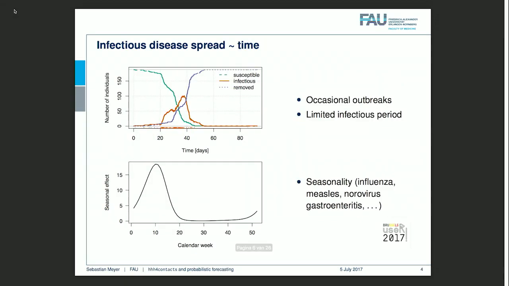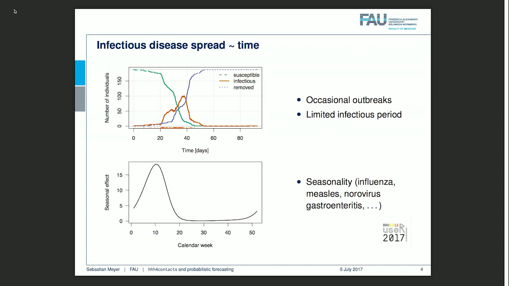The last dimension is time. Of course, most infectious diseases have a limited infectious period, which means the number of infectious people here in red can increase when the outbreak starts, but then it can decline again because people become recovered. Then it can increase again. So this infectious period is limited. There are maybe occasional outbreaks. This is a plot of a closed population outbreak where at the end everyone in this population got infected.